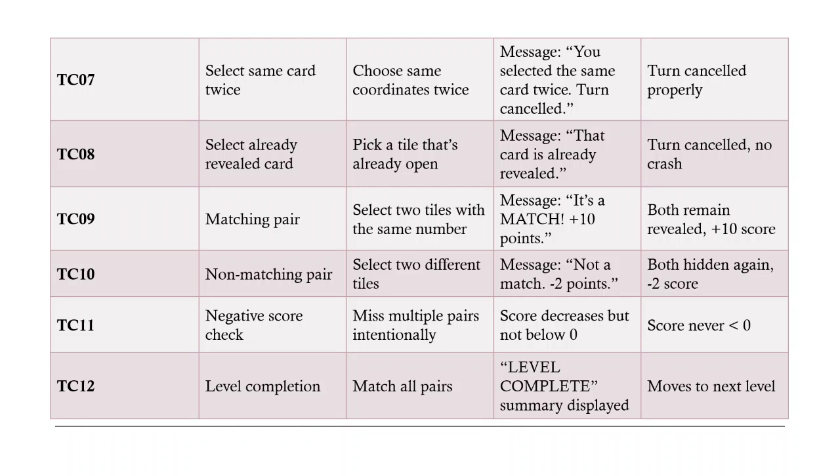In test case 9, if the pair matches, it's a match. The screen shows the line it's a match and plus 10 points. If the card is not a matching pair, it's minus 2 points. The negative score check applies when the score is above 0, like 10 or 20. After all levels are completed, a message appears on the screen: level completed, congratulating the user.